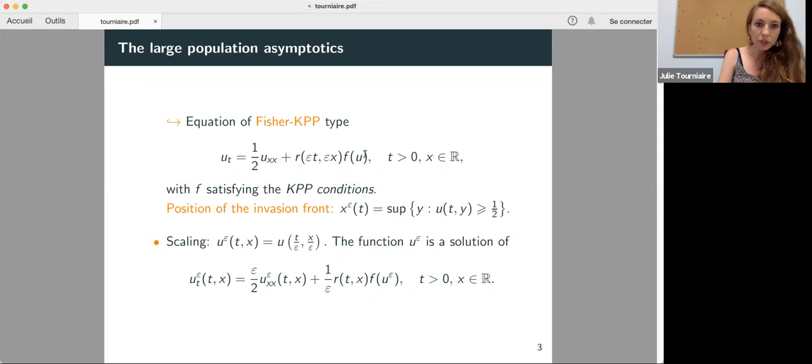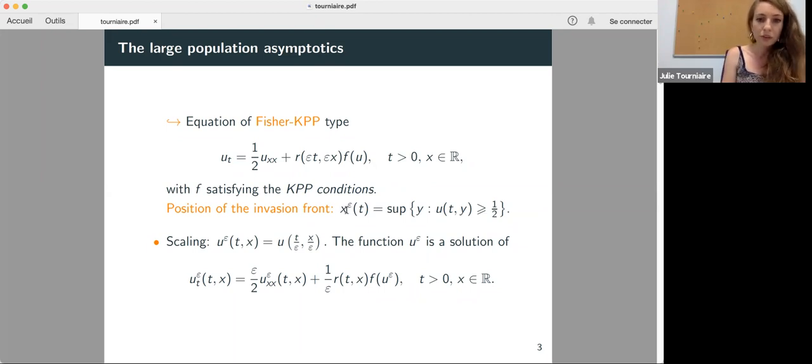The reaction term is our growth rate with the scaling parameter times a function of u satisfying the KPP conditions. You probably know that in homogeneous settings, there exist traveling wave solutions decreasing from 1 to 0. In this case, we define the position of the invasion front as the rightmost position where the solution is larger than 1/2. In the heterogeneous case, we define the invasion front similarly, and we denote it by x epsilon.